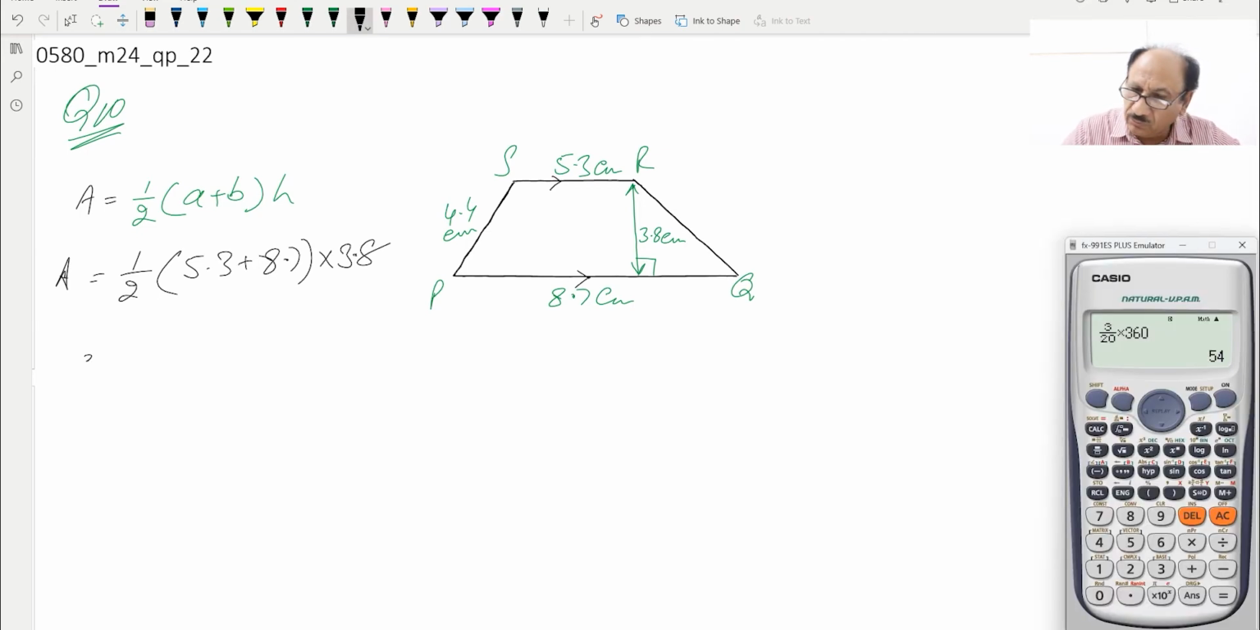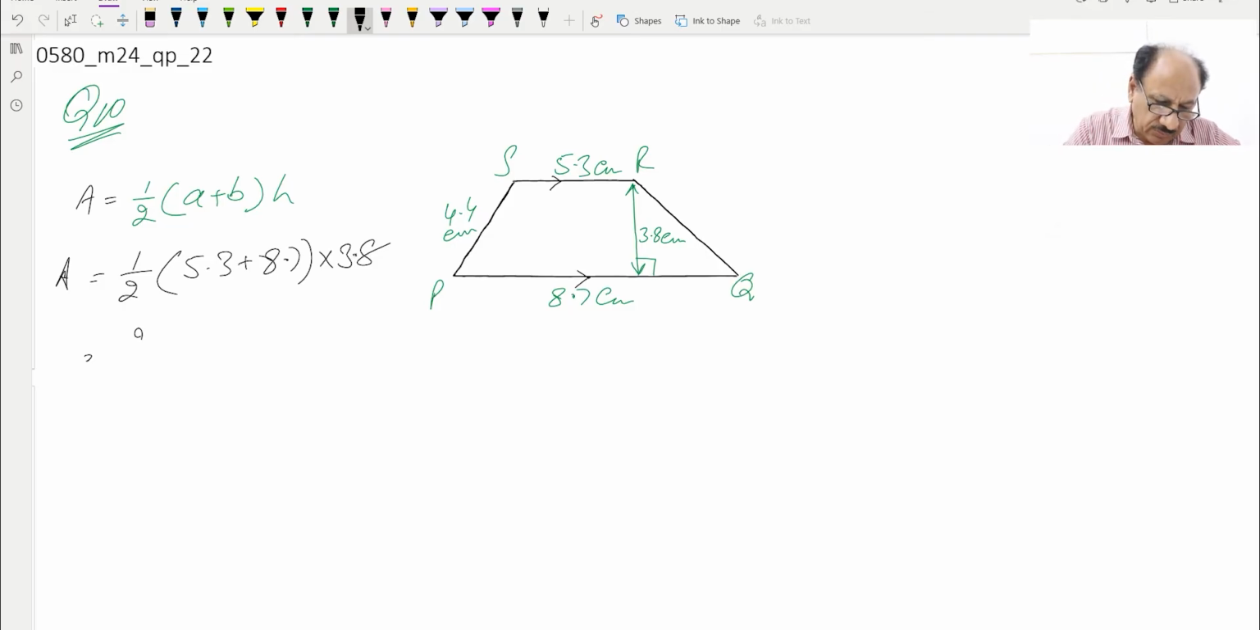So we can calculate this. It will be 1/2 multiplied by 5.3 plus 8.7, bracket close, and then 3.8, and this is equal to 26.6. So this will be 26.6 centimeters squared, because this is area, so you need to write the unit properly.